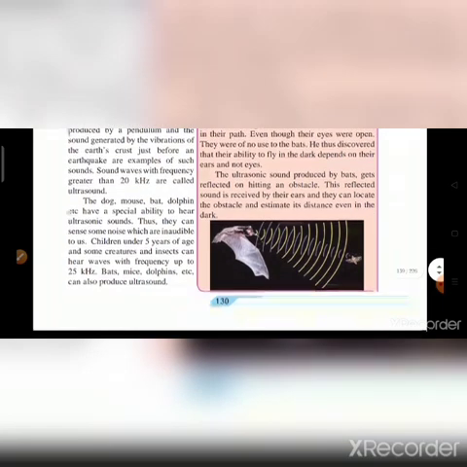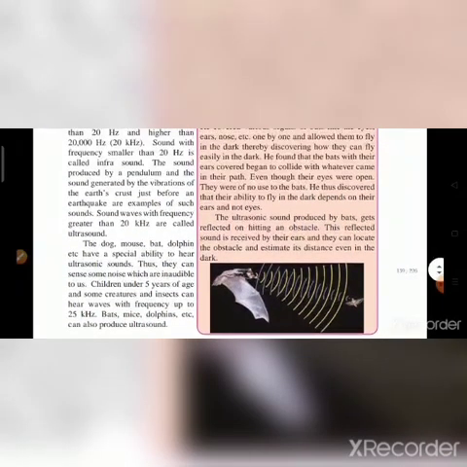Like bats, mice, dolphins, etc. can also produce ultrasound. The ultrasonic sound produced by bats gets reflected on hitting an obstacle. This reflected sound is received by their ears and they can locate the obstacle and estimate its distance even in the dark. So you can see here how they can locate a particular object and where it is situated.